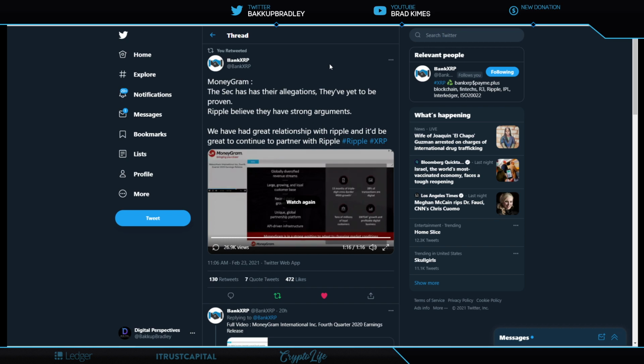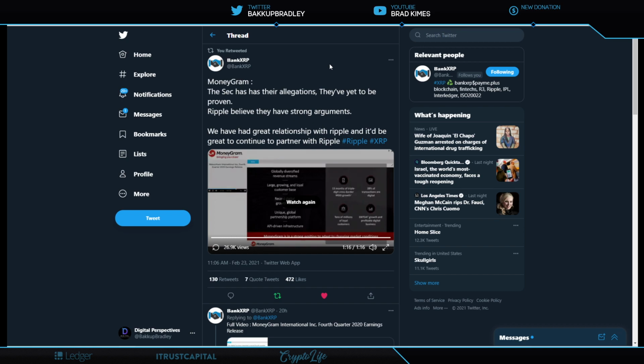MoneyGram themselves partnered with Ripple, right? That's right. They sure did. And they had to have that partnership approved by the SEC. And that is another problem for them.